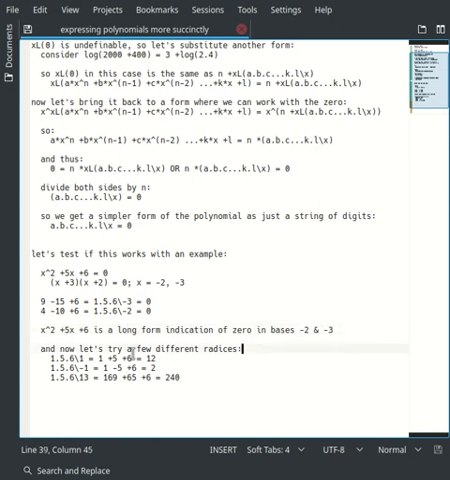Okay, now let's try it with a few different radices just so you can see that it's not just working for everything. If we try 156 with radix 1, we get 1 squared plus 1 times 5 plus 6 gives us 12. That's not 0, that's not what we want. Now let's try it with maybe negative 1, because these are negatives, so maybe the negatives are happier with this.